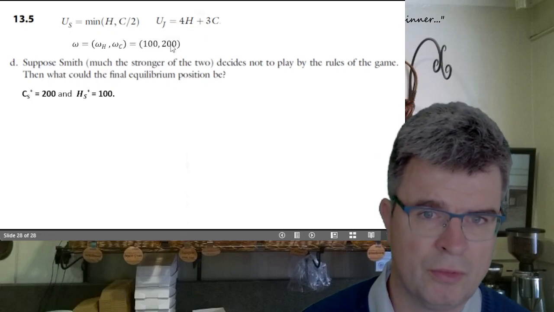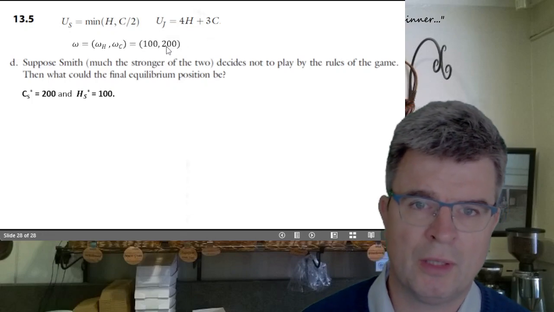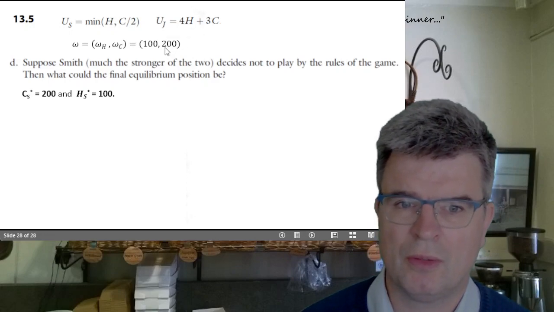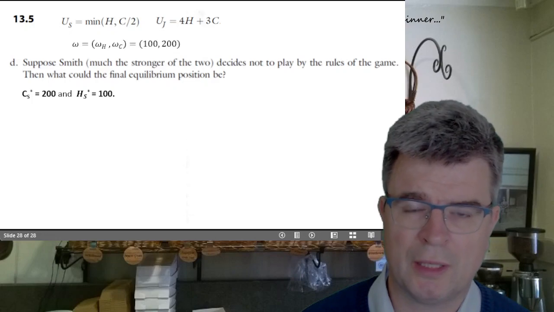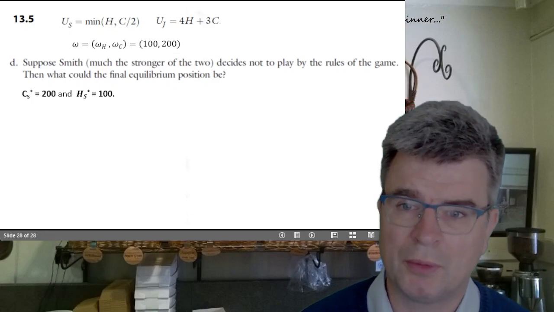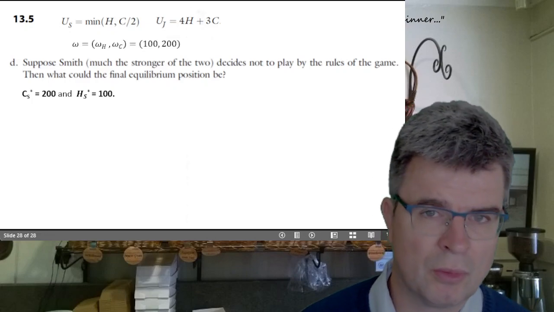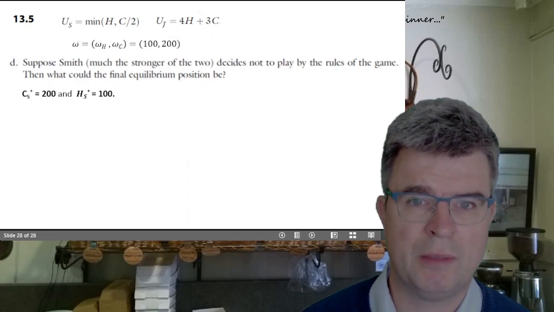Jones with nothing. And fortunately, in real markets, we have rules such that it's not a power of force that will determine the equilibrium outcome. But if so, this would probably happen. And that concludes exercise 13.5.